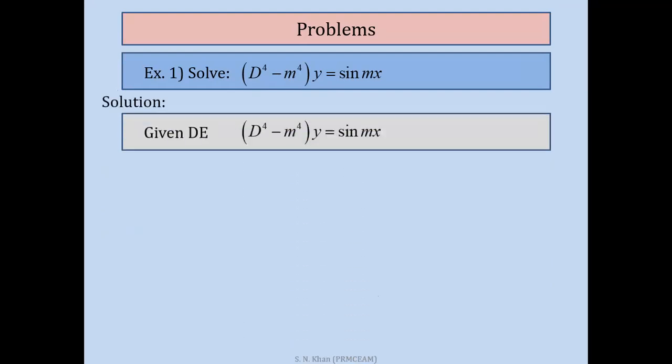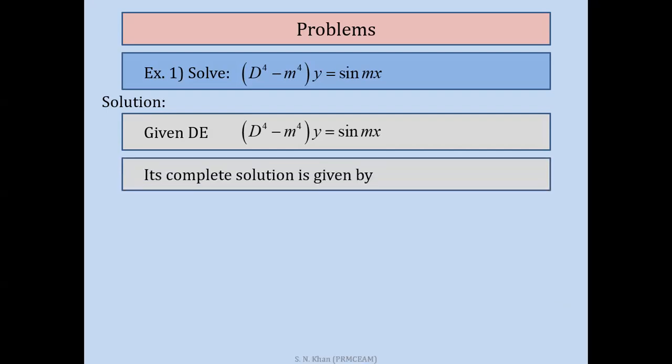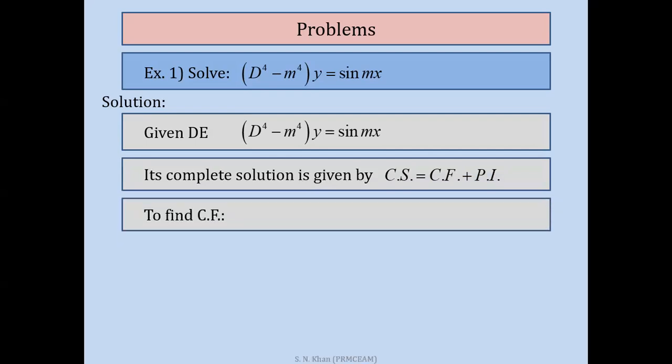So given differential equation, (D^4 - m^4) y = sin mx. Now its complete solution is given by CS = CF + PI. So first part we will calculate CF, the complementary function. For getting CF we need the auxiliary equation.